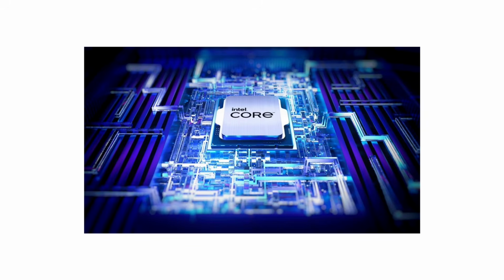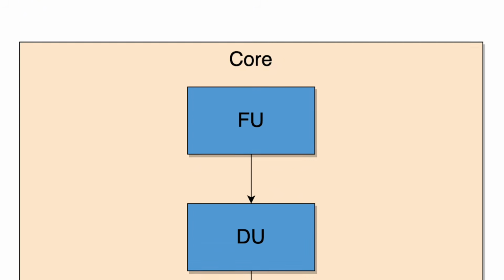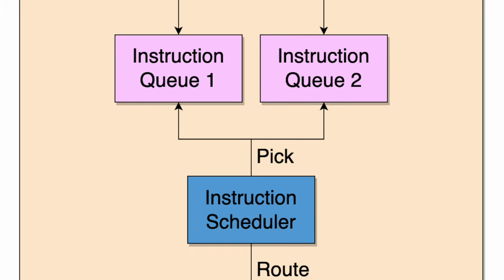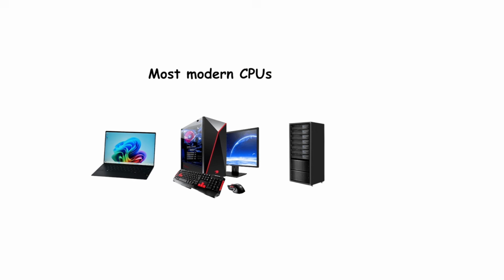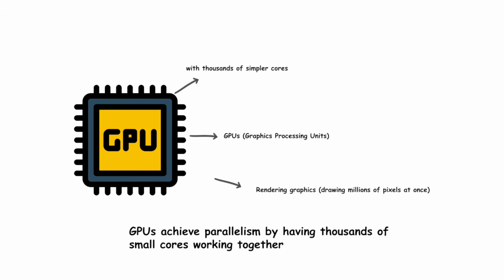Modern desktop and server CPUs typically combine multiple cores with other techniques, such as simultaneous multithreading, SMT, where each core runs more than one thread at once. This maximizes core utilization when some threads are waiting for data. Today's consumer processors often have between 4 and 16 cores, while server and HPC processors can reach 64 cores or more. Many-core GPUs, with thousands of simpler cores, represent another path to massive parallelism for highly specialized workloads.